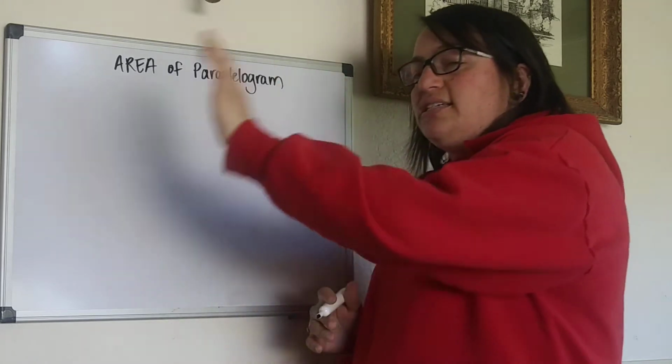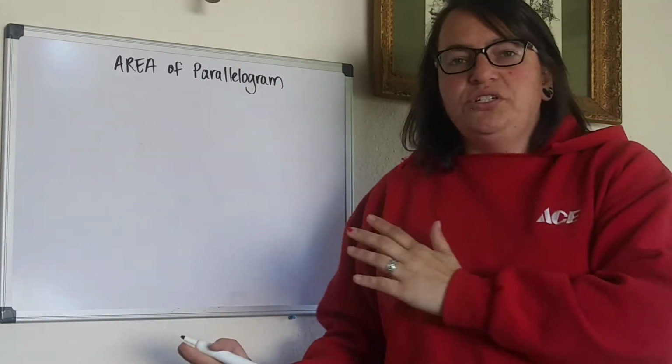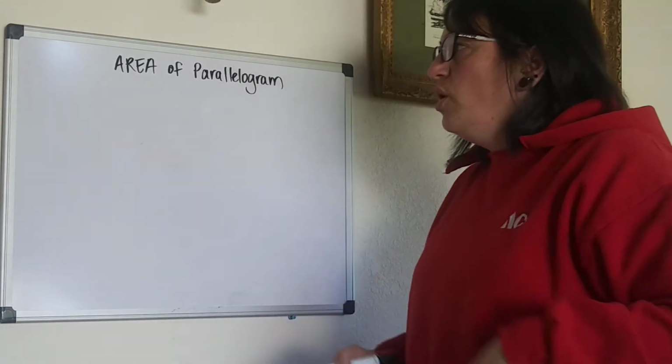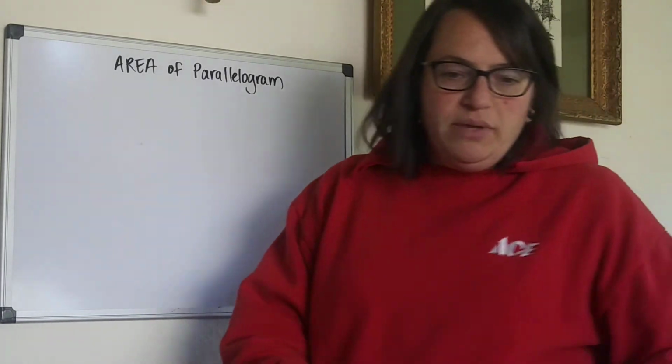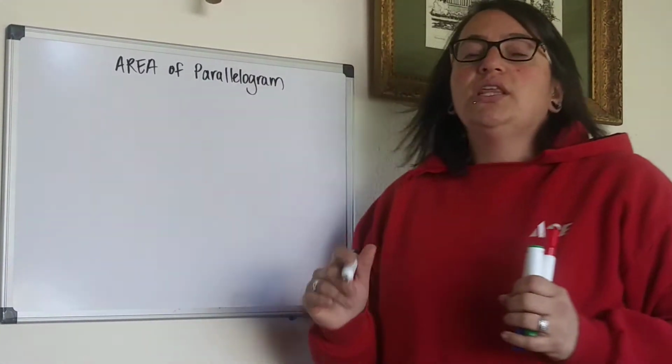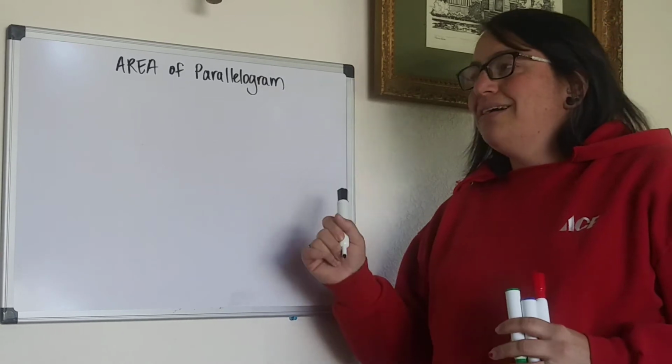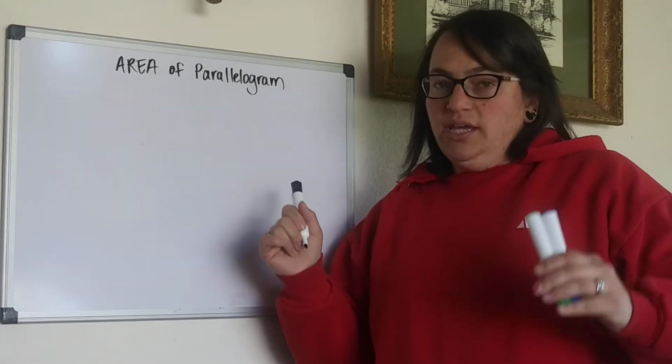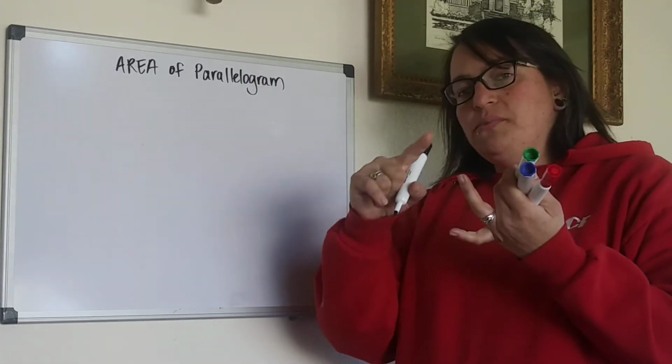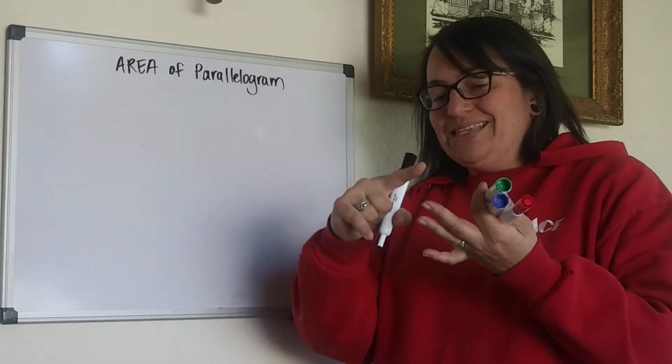But before we get to that part, let's just review what we were doing before break, okay? So, my markers. One of the things we were doing before break was talking about the area of certain polygons, okay? So we had parallelograms, triangles, and trapezoids.